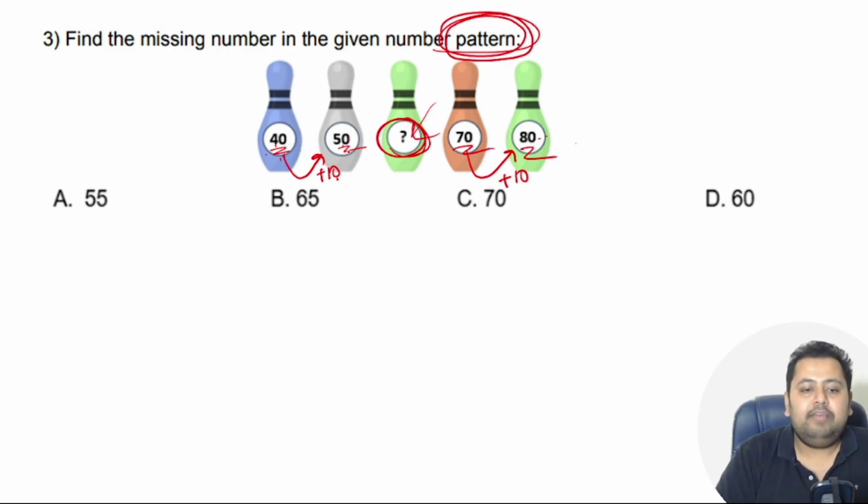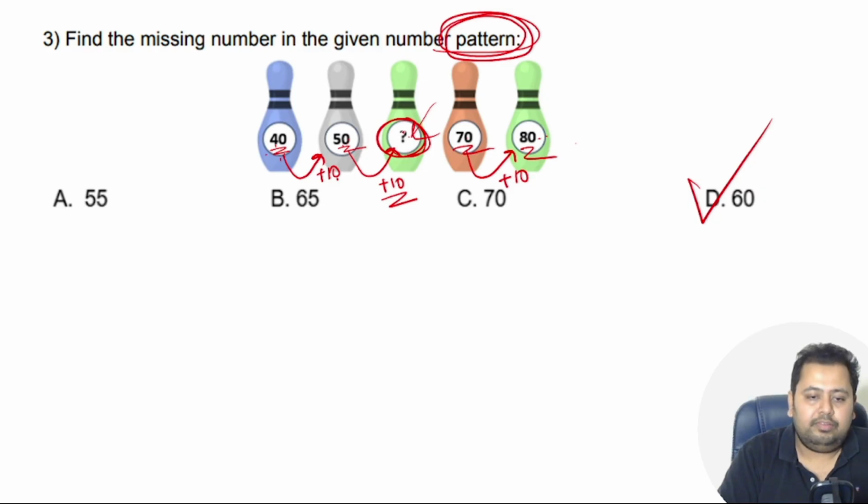So obviously, to 50, again, we will add 10, right? If we add 10, then the same pattern follows. So 50 plus 10 is nothing but 60. So option D is your correct answer. You can even backtest it. If this becomes 60, then 60 plus 10 becomes 70. So that means the whole pattern is correct.